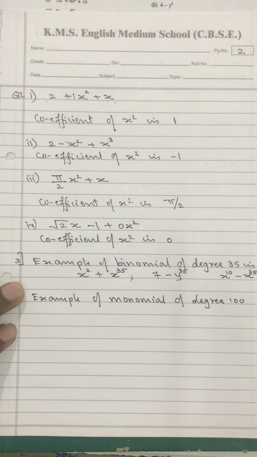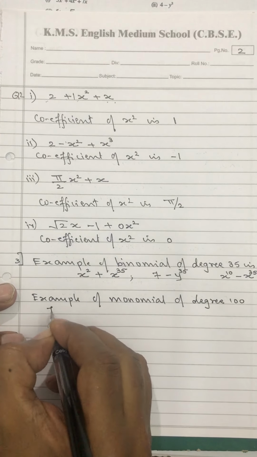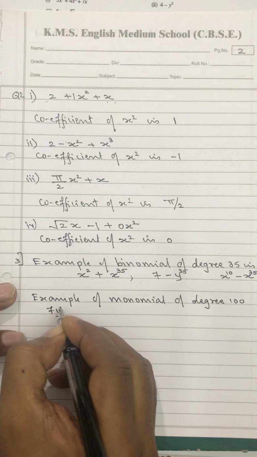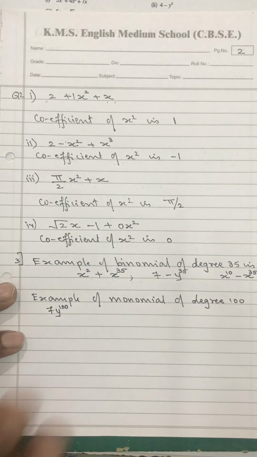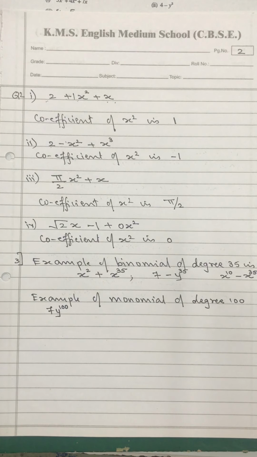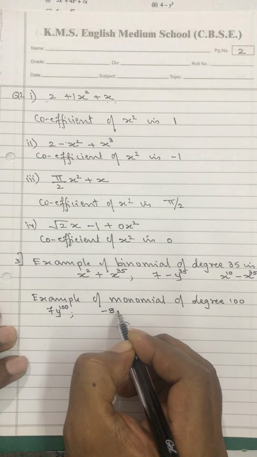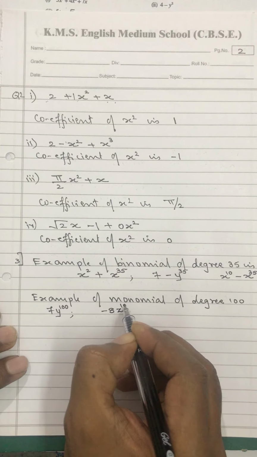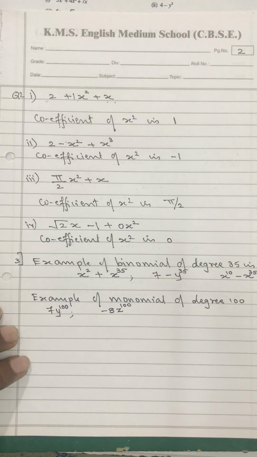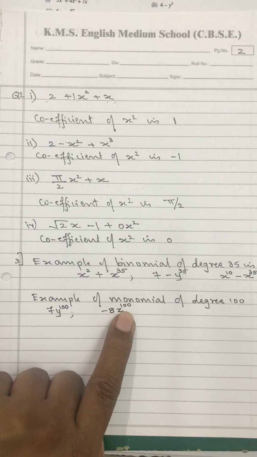Now in this case it is going to be a monomial. So you can take any 7y raised to the power of 100. This is again a monomial having degree 100. Then again I can write minus 8z raised to the power of 100. The highest power has to be the degree, that is 100.